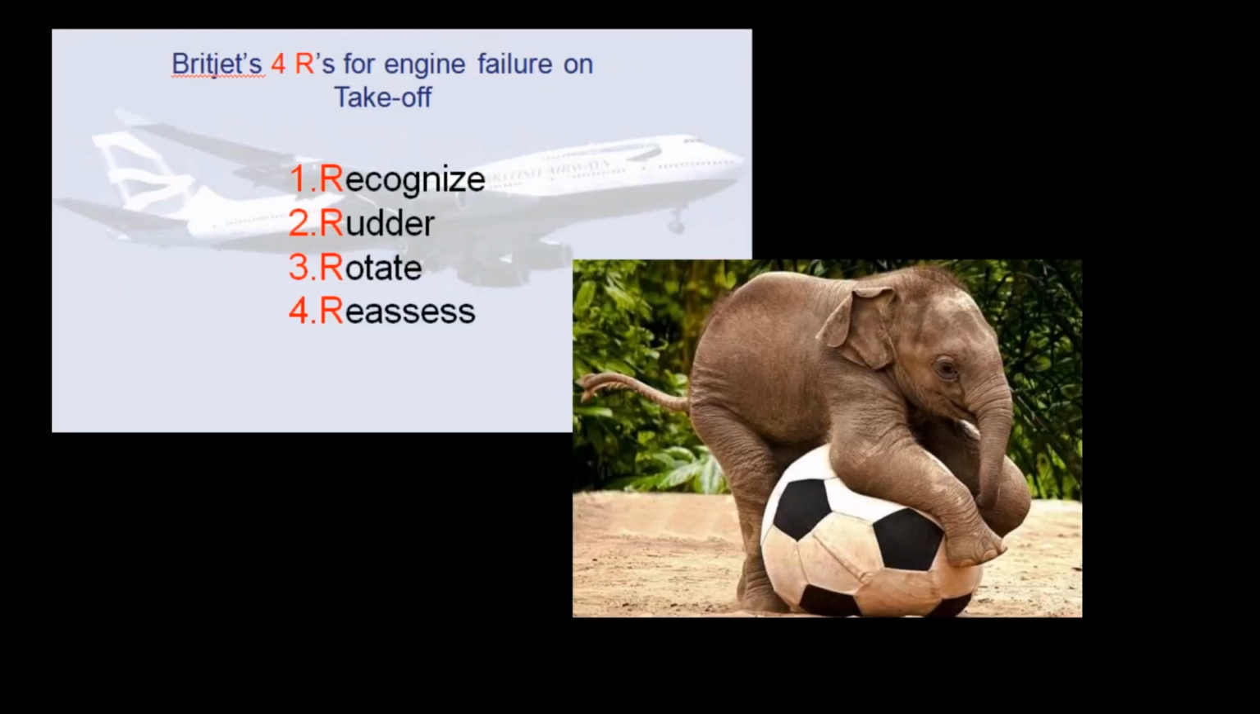So this can be a tricky manoeuvre, but in summary then, recognition should be straightforward, and if it's not, then you're probably overcomplicating it. Rudder, one application to keep straight. Rotation, slower and lower, the priority is to keep the wings level. And when you're clear of the ground, reassess with a very slight correction to get the aircraft in balance.